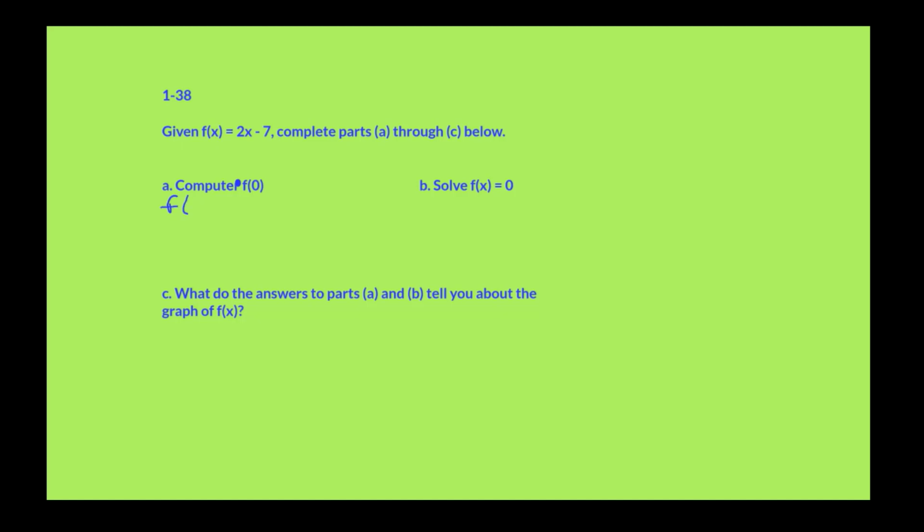Okay, so F of 0 means I'm going to plug in 0 for my x. So that's going to be F of 0 equals -7. Okay, we'll talk about what that means in a moment. Most of you probably already have figured it out because you are in Algebra 2. Now it says solve f of x equals 0. So instead of putting something in for the x, I'm actually going to set 2x minus 7 equal to 0. So I'm going to add 7 and divide by 2.